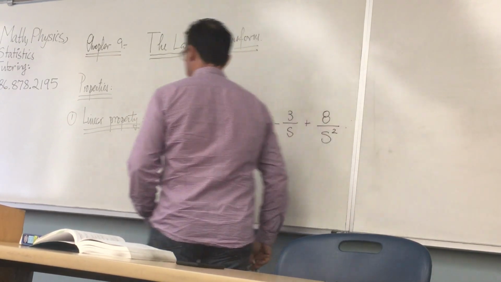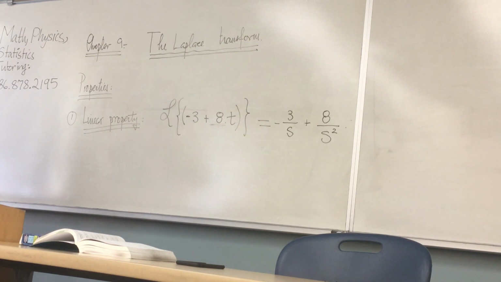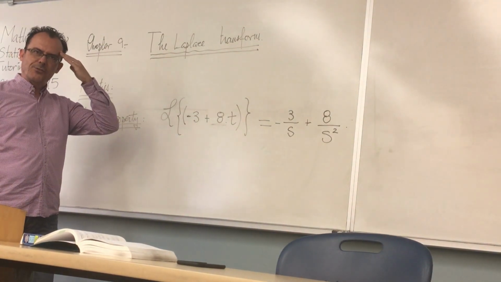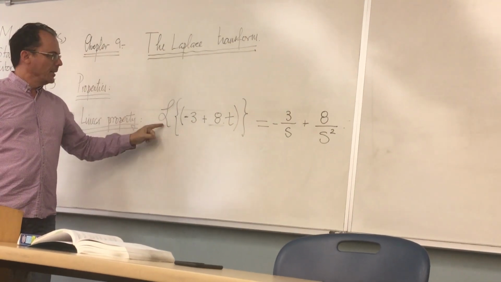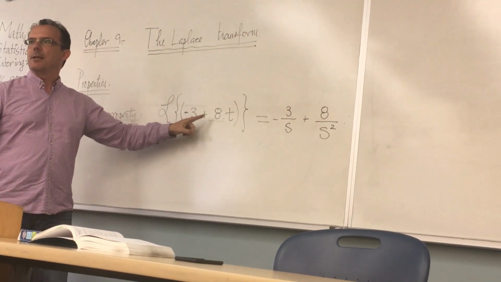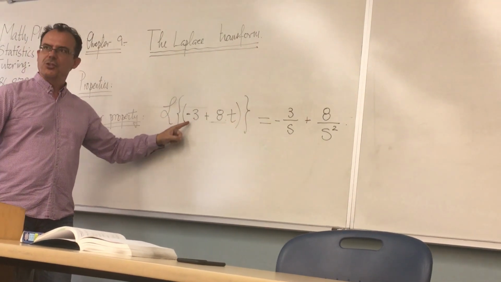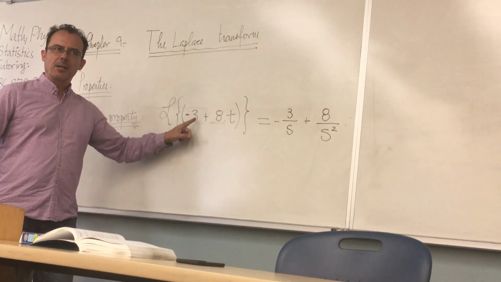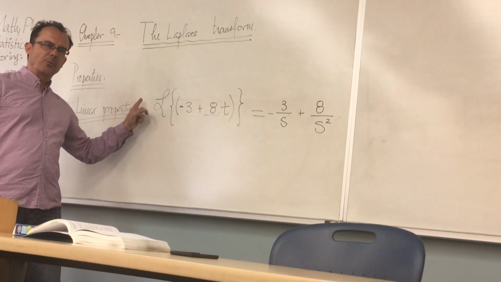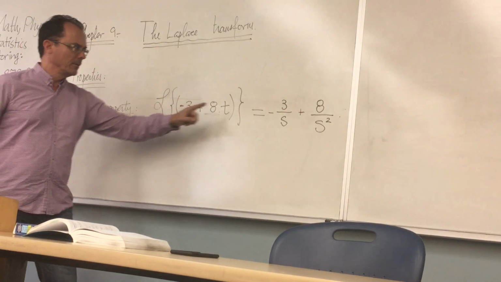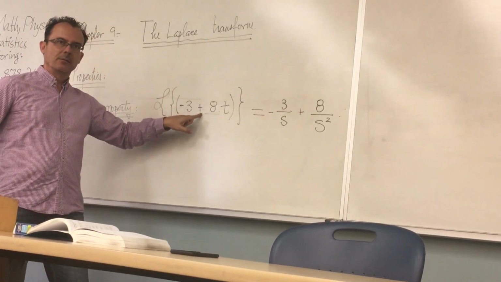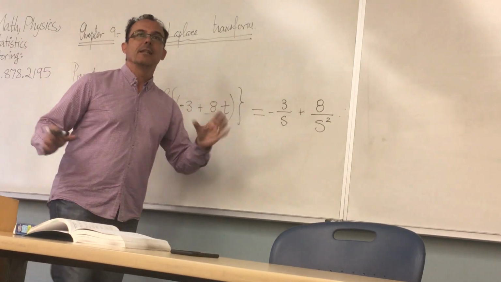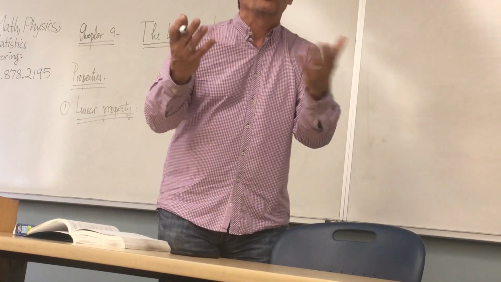How did you get this? Which is correct. You break it, right? You argue as follows: the Laplace transform of this plus this, if the Laplace transforms of each exist, is the Laplace transform of this plus the Laplace transform of that. Now, what about the constants? You can pull them out. So it would be minus 3 times the Laplace transform of 1, plus 8 times the Laplace transform of t. That's it. That is what is called the linear property.